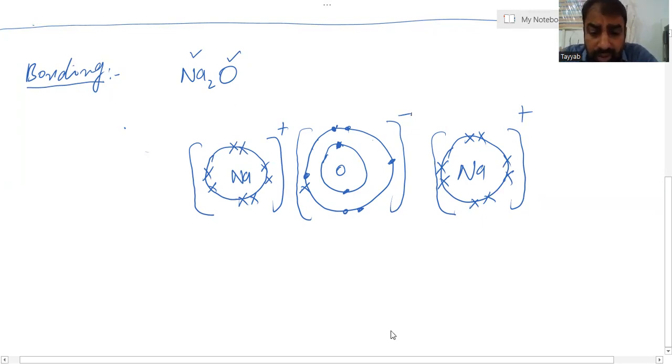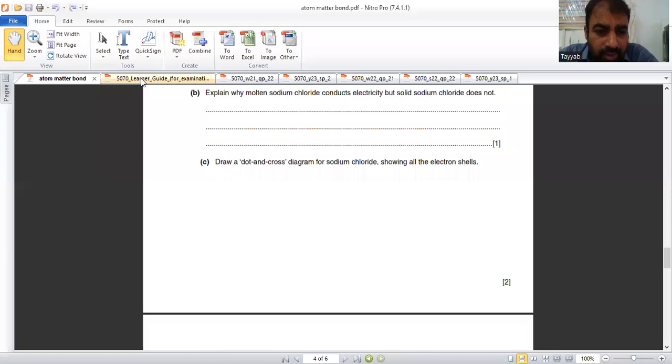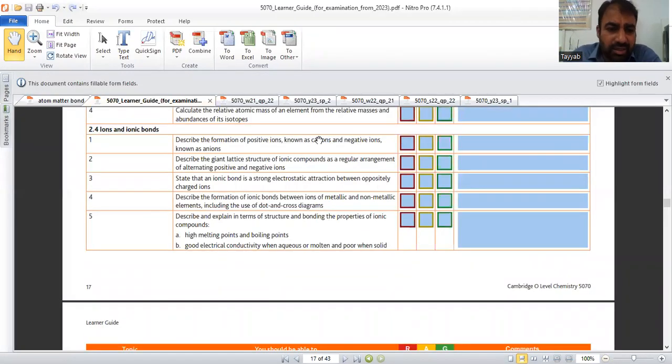Hope you are clear. Ionic compounds form a crystalline structure, and they have strong electrostatic force of attraction between oppositely charged ions. If we see the revision checklist, we have done all these. State that an ionic compound is strong: yes, this is done. Describe the formation of ionic bonds between ions of metals and non-metals: yes, it is clear. And why they have high melting point and high boiling point: again, strong electrostatic force of attraction. That's it for ionic bonding.